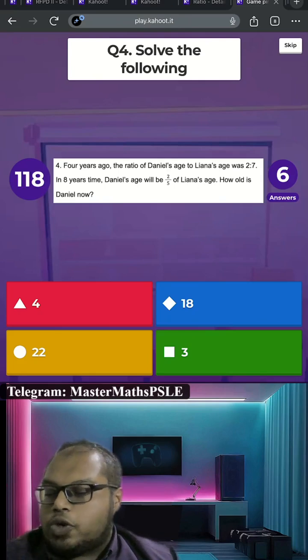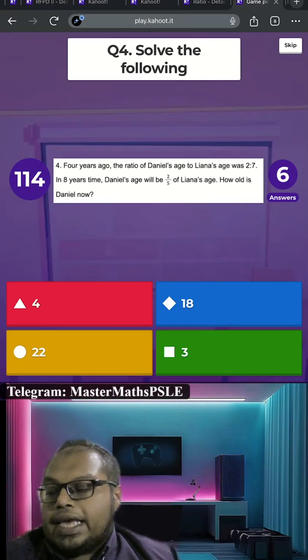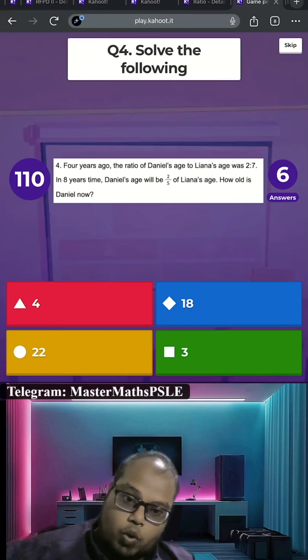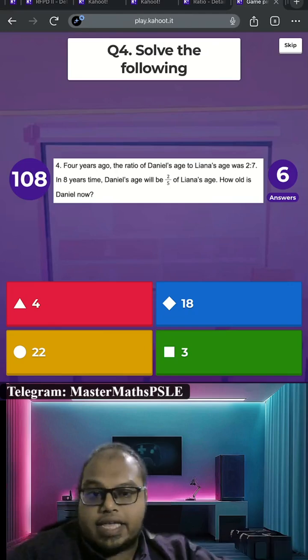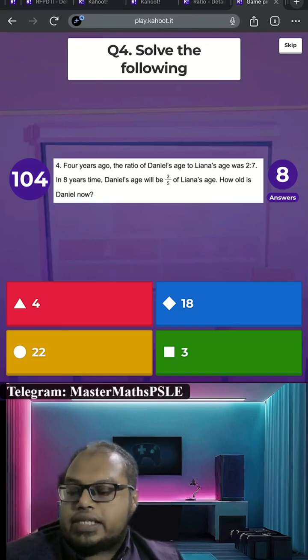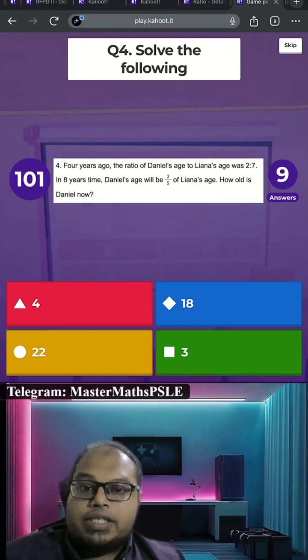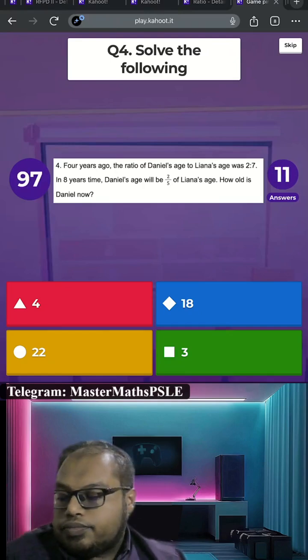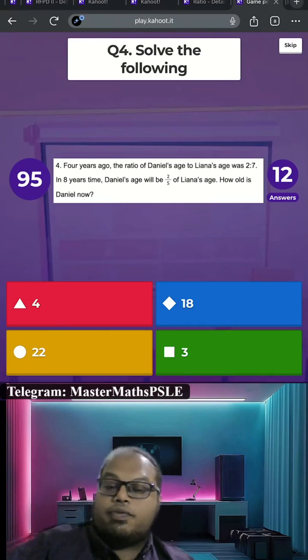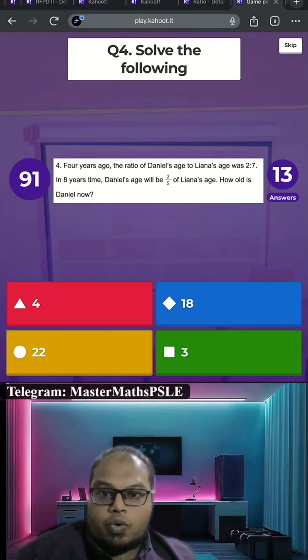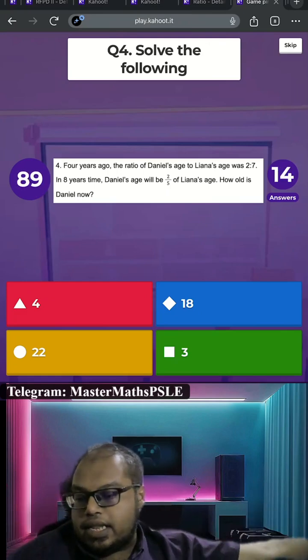4 years ago, the ratio of Daniel's age to Liana's age was 2:7. In 8 years' time, that means there's a now, there's 4 years ago, and there's 8 years later, Daniel's age should be 2/5 of Liana's age. How old is Daniel now? So take note, there's 4 years ago, there's now, and then there's 8 years later.